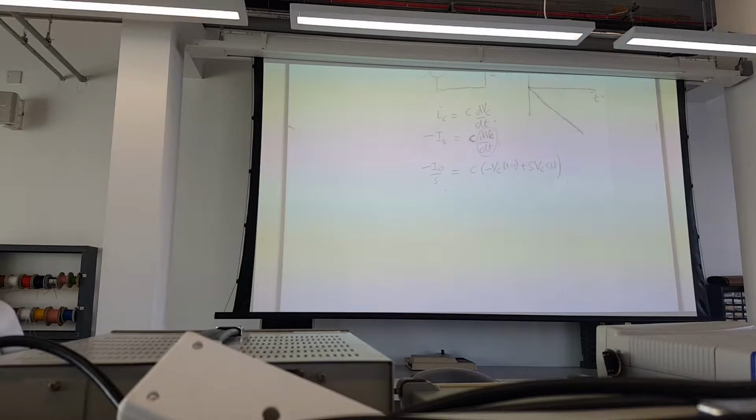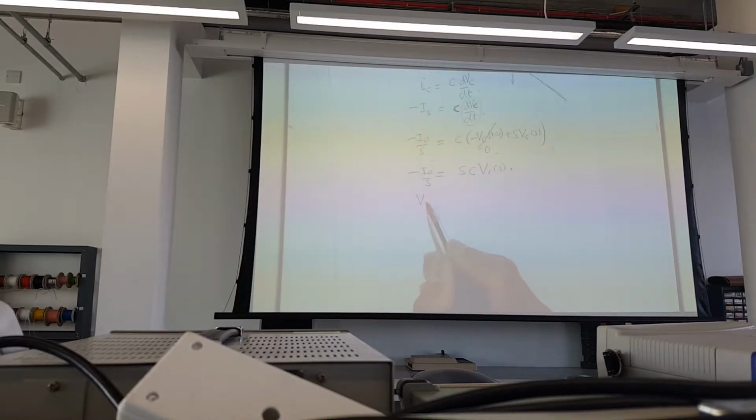Now we're going to say that the voltage on the capacitor at time t equals 0 is 0, so that goes to 0, and so I naught over S equals SCVC of S. If you rearrange this expression, you put SC below, and you get VC of S equals minus I naught over S squared C. You can rewrite that as minus I naught over C multiplied by 1 over S squared.